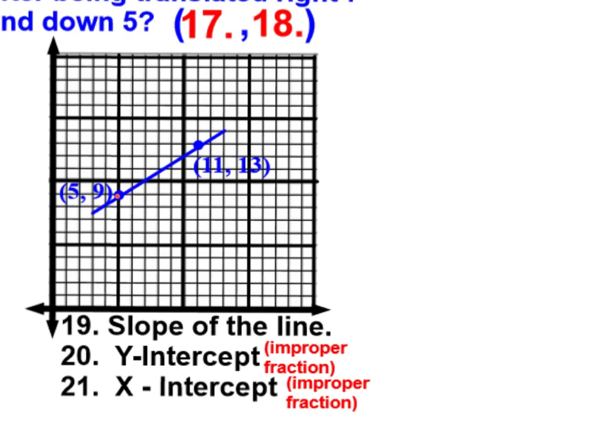So you might say from this point to the next point, it went up 1, 2, 3, 4. Up as a positive motion. And it went right 1, 2, 3, 4, 5, 6. So it went up 4, right 6. We would simplify that to 2/3. So the slope of this line is 2/3.